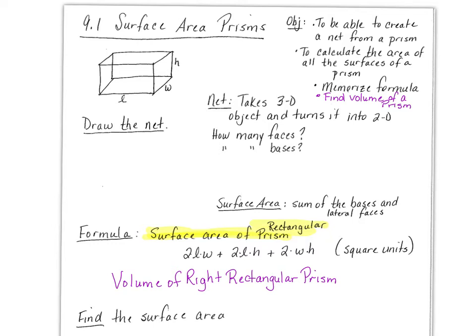Remember, if I'm a professional present wrapper, which I'm not because I'm terrible at wrapping, that would be a profession. So you should be able to draw a net from a prism and then calculate the surface area of a prism. And remember, I told you this formula is not given to you, so you really need to memorize the formula based on where it comes from. So remember, a net takes the 3D object and turns it into 2D. Remember, it comes out on the conveyor system as a flat surface, two-dimensional.